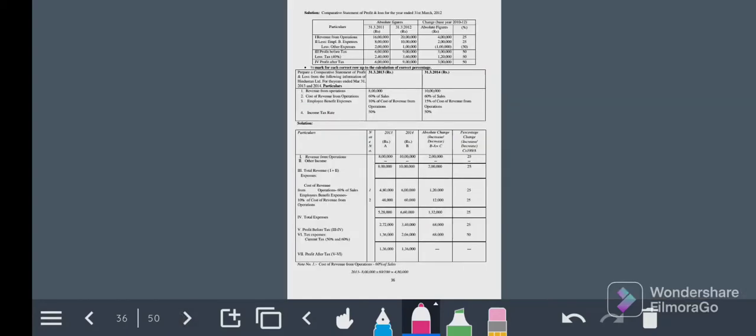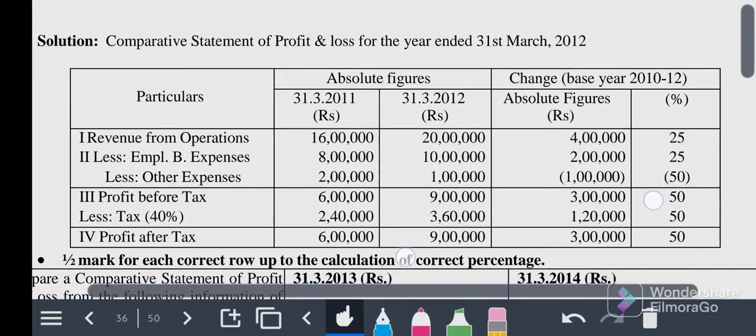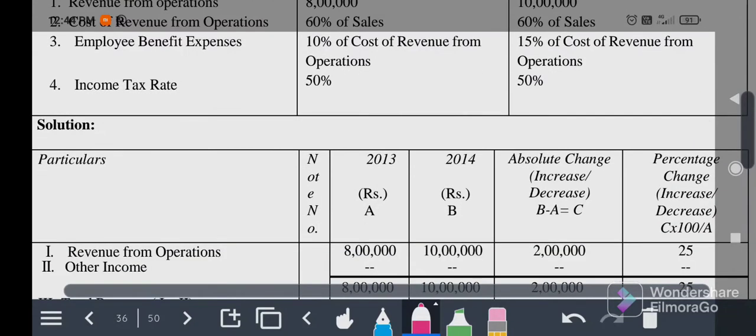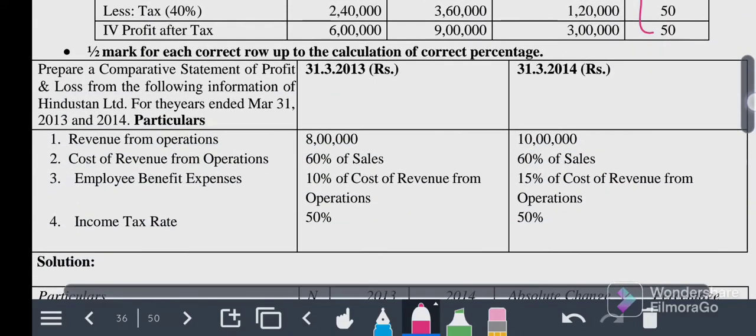Clear? So here also we have the solution. This is the solution for the previous question. If you are done with that, you can match your answers, whether you got them correct or not. You need to get each percentage correct. Each percentage in a row will give you half mark. I hope you are clear with this format. So we did 2 questions of the P&L account with the comparative statement.